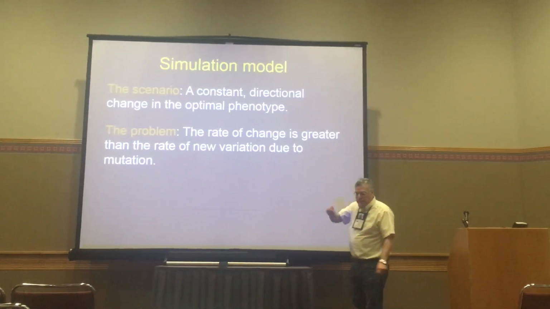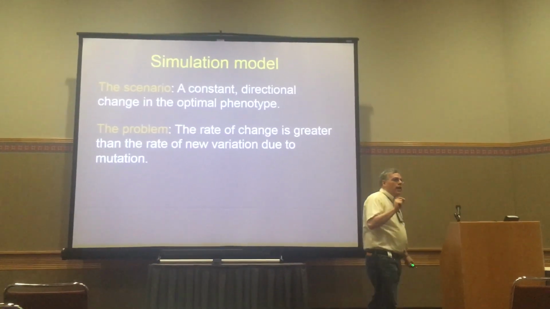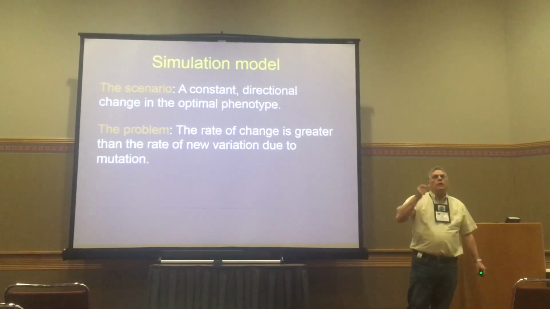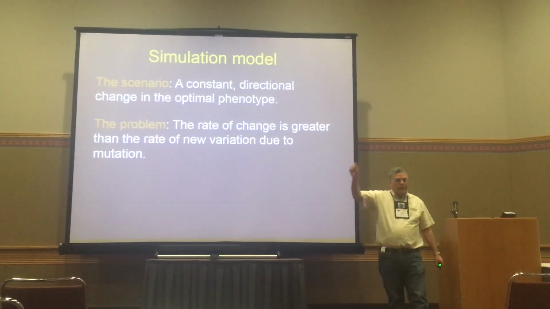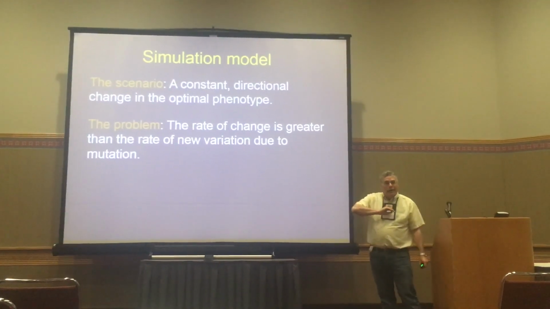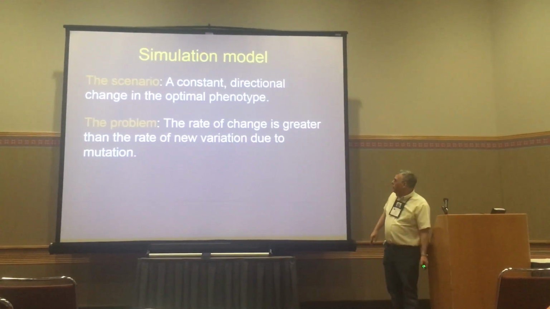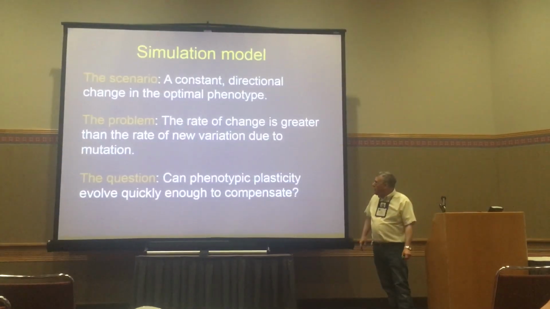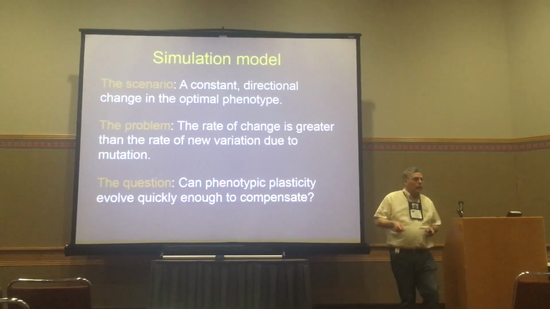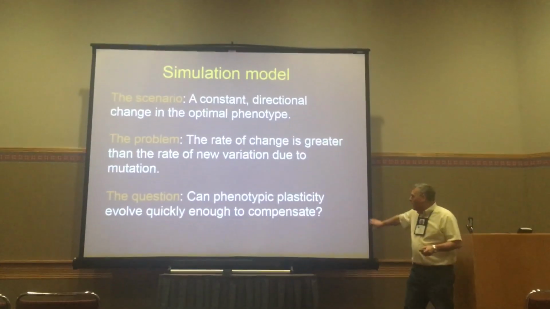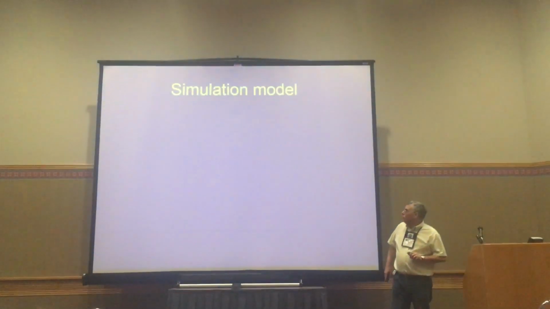And in this case, we set it up so that the rate of change is going to be greater than what mutational variation is able to respond to. So if you have no plasticity, as you'll see, you're going to go extinct. And so, will plasticity itself evolve quickly enough to compensate for that change, and what might restrict that?